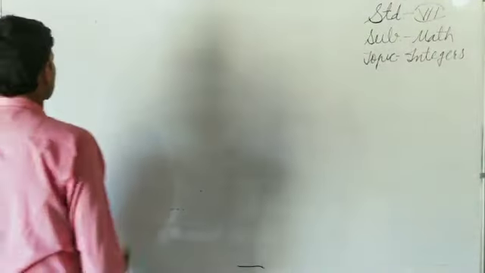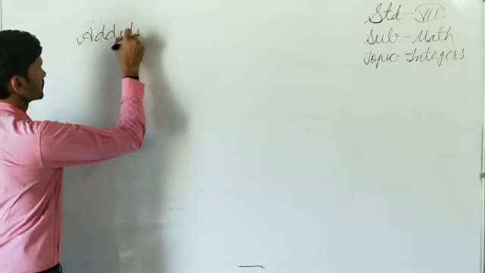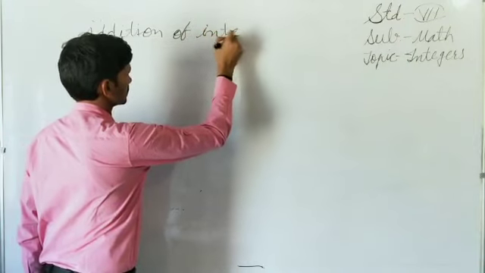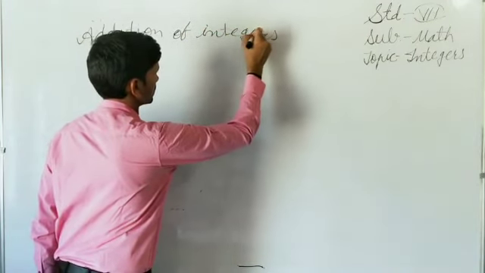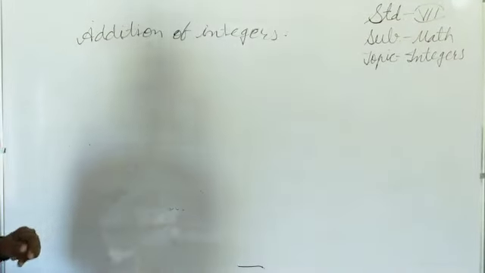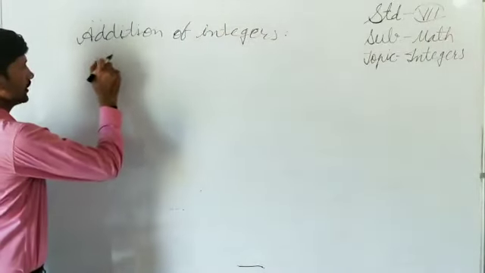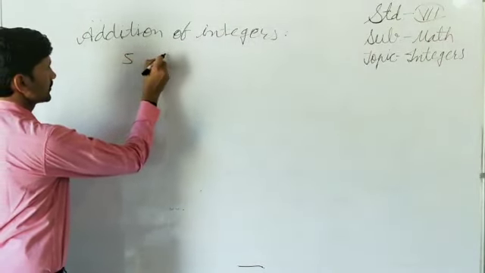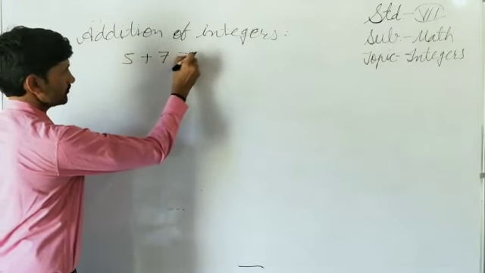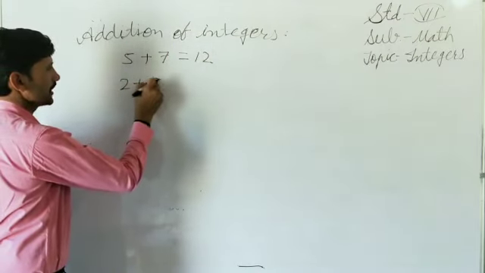Now let us talk about addition of integers. It is very easy, how we have to add any two integers. See, if I take any two integers 5 and 7 and suppose we want to add them, so 5 plus 7 is equal to 12. Another two integers, 2 plus 8 is equal to 10.